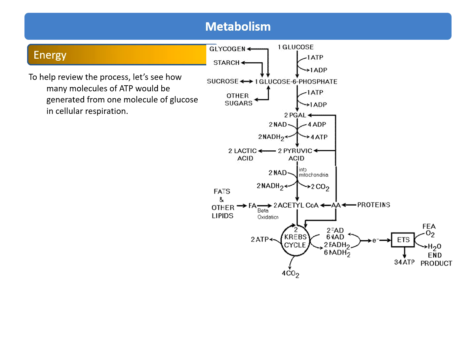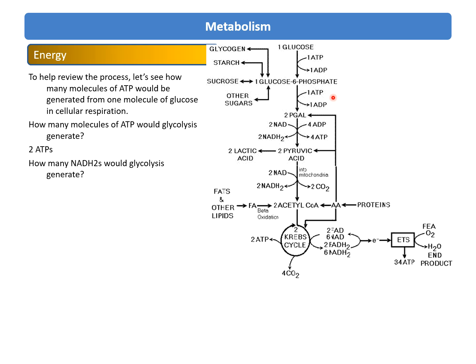To help review the process, let's see if we can figure out how many molecules of ATP would be generated from one molecule of glucose. Glycolysis would generate how many ATP molecules? 2. Now you may think, oh, 4? No, 2 of those are used to pay back the 2 that the cell provided to activate the glucose. How many NADH2s would glycolysis generate? 2 in these processes and 2 more in these processes, a total of 4.